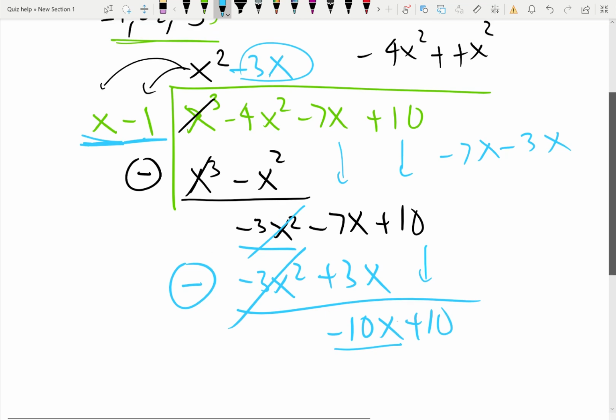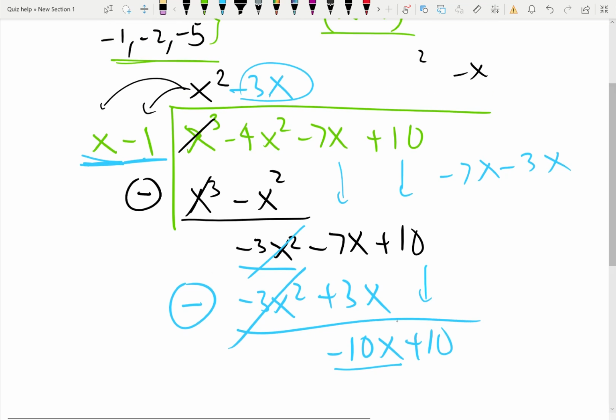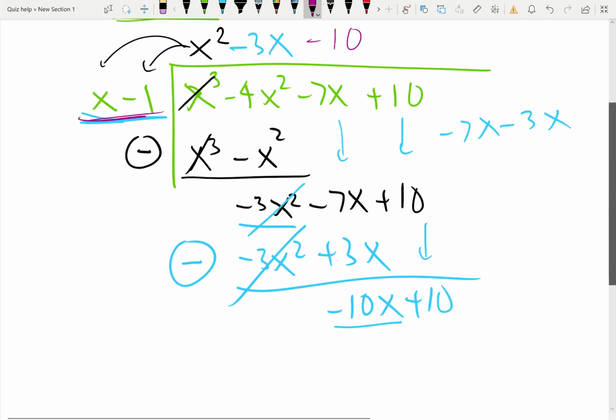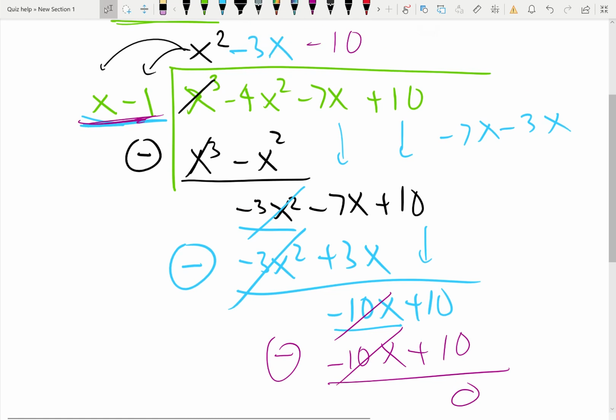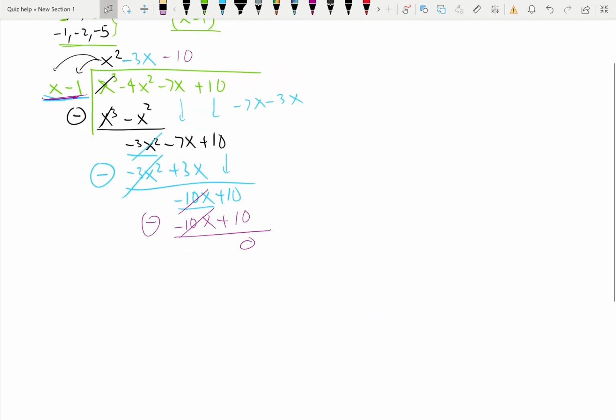Multiply by negative 10. So let's slow down a little bit. Negative 10. Now remultiply this term by negative 10. So negative 10x. Negative 10x. Negative 10 times negative 1 is positive 10. Now subtract. These two cancel out. 10 minus 10 is 0. Good, we are doing correctly. If you get 0 at the end, you did something correct.